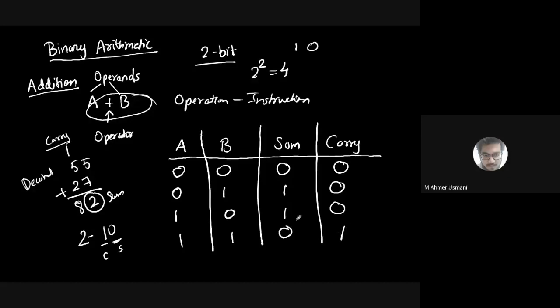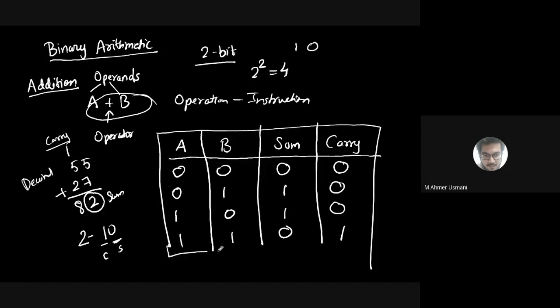So please write this down somewhere in your book. This is the truth table for addition of two binary digits. The operation it performs is nothing but A plus B. So this is the truth table for A plus B. Just write it down in your book. Anybody has a doubt in this?